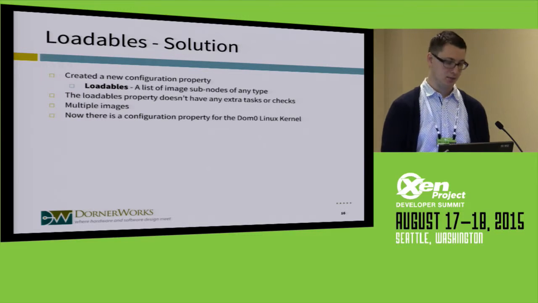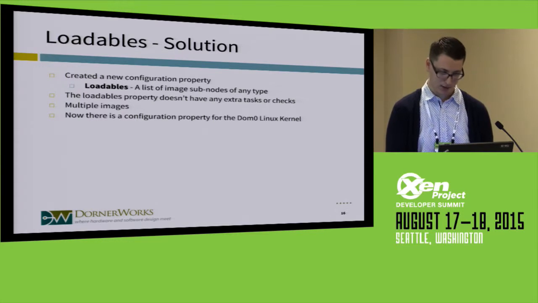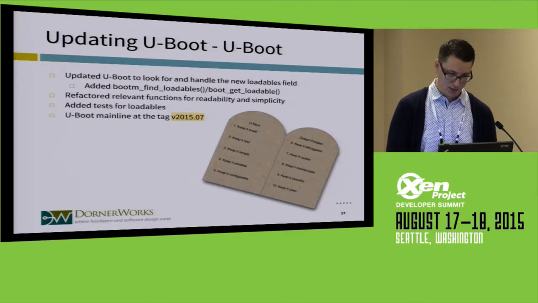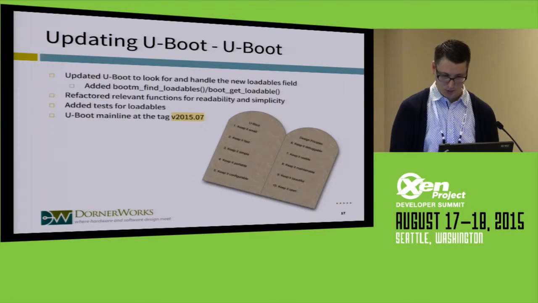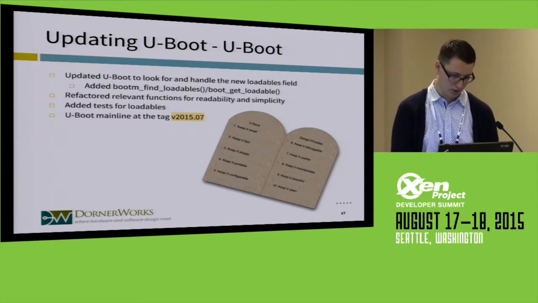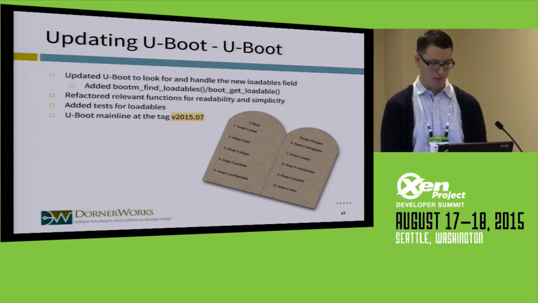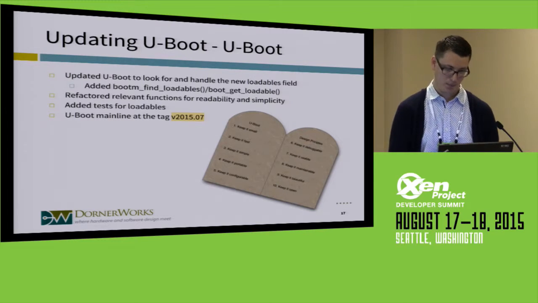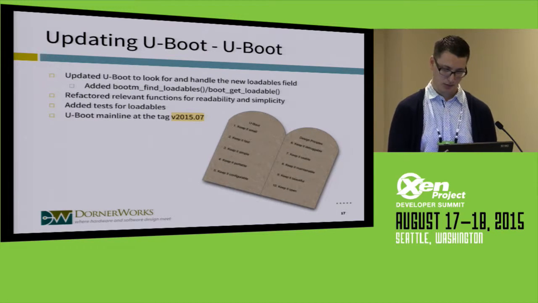Obviously for Xen, we only need the Dom0 kernel, so we only needed 1 loadable, but we saw value in allowing it to be a list of multiple images, just since it was so generic in the first place. So we added that as well. So doing the actual updates, we made the changes to U-Boot, trying to follow their design principles, to look for the new loadables node, parse the node, find the images it references, and then move these images to their respective load addresses.